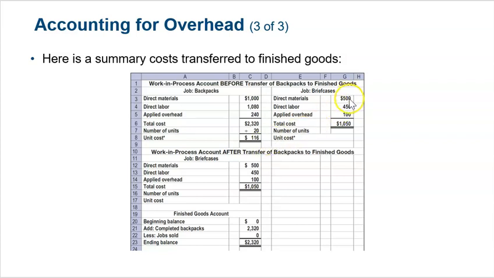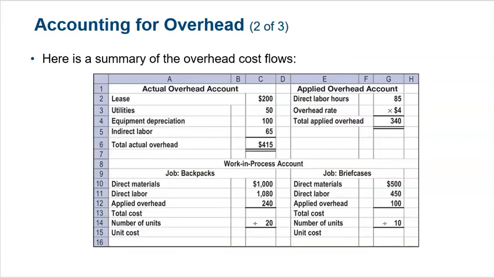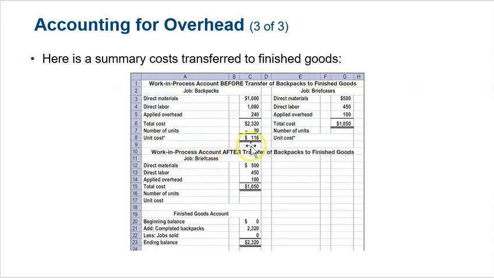Over on the briefcase side, we have the exact same thing, but we stop at total cost. The reason is that we have not yet completed these briefcases. Therefore, we cannot say to a certainty. Now, we know that we're going to ultimately complete 10. That was on the previous slide. I'll go back to that just for a moment. Yeah, there's the 10 right there. But we're not yet done. So we don't have number of units here, and we don't have unit cost, because in theory, we could incur some additional costs up here somewhere.